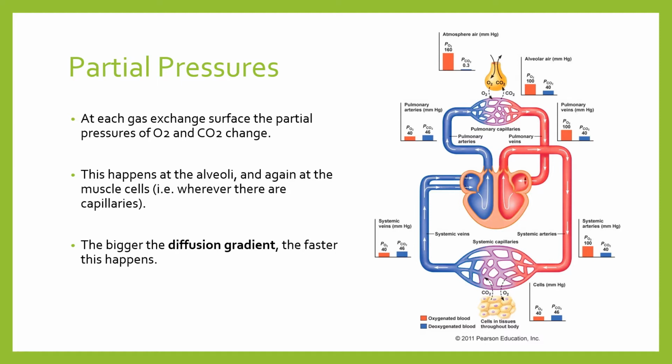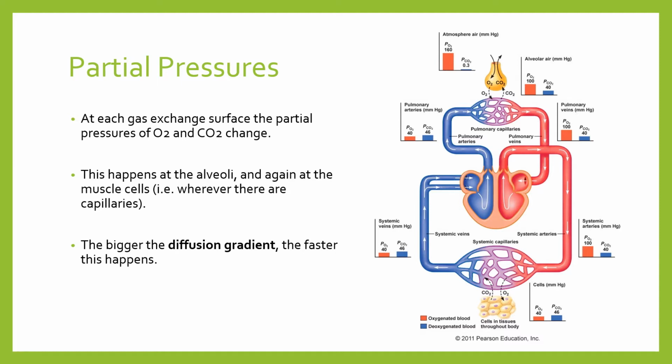And that is what we talked about in the previous video on partial pressures. That is why oxygen can move in one direction across a membrane at the same time as carbon dioxide moves in the opposite direction. They simply move from where there's a higher concentration to a lower concentration. So the bigger that gap is between high and low, the faster that will happen.